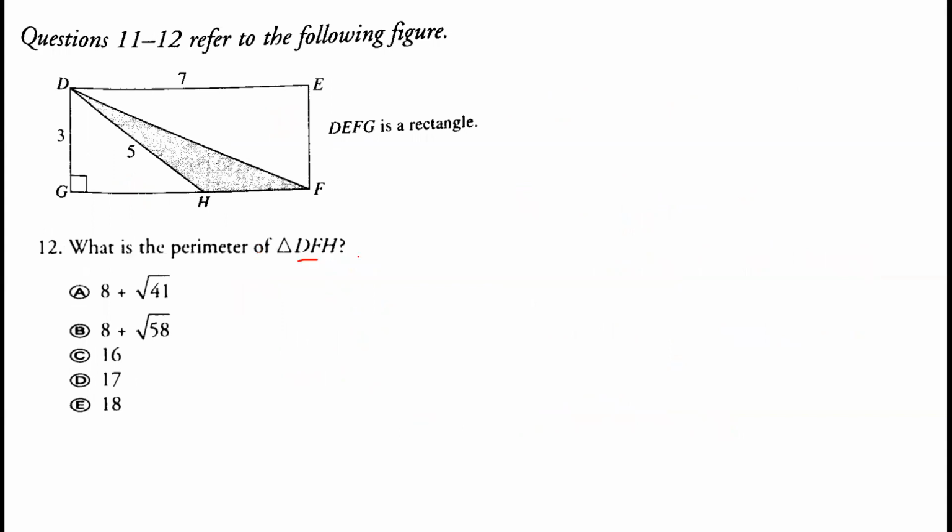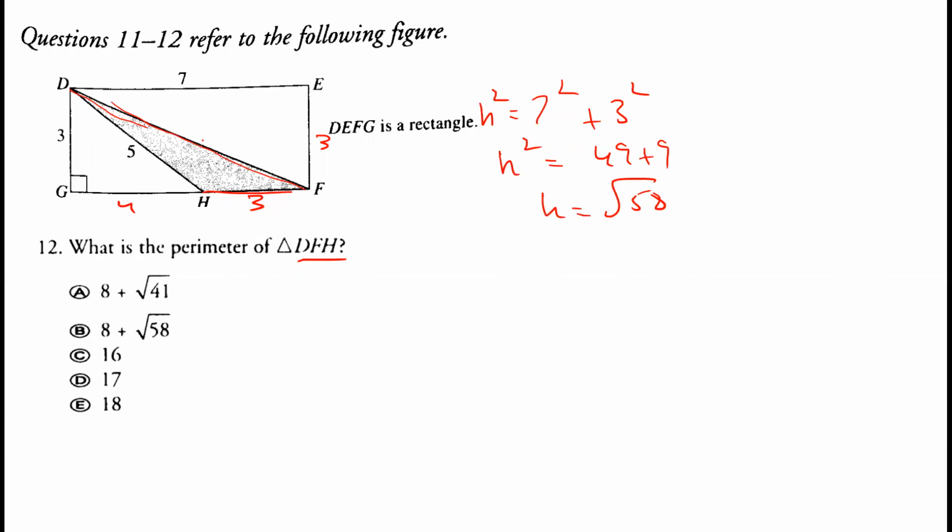Now what is the perimeter of DFH? So D, F and H. We have calculated this as 4. So if this is 4, then this side would be 3. And I need to find out this hypotenuse. So H square equals 7 square plus 3 square, or H square equals 49 plus 9, H equals under root 58. So perimeter is 5 plus 3 plus under root 58, or we can say 8 plus under root 58. So this is option B.